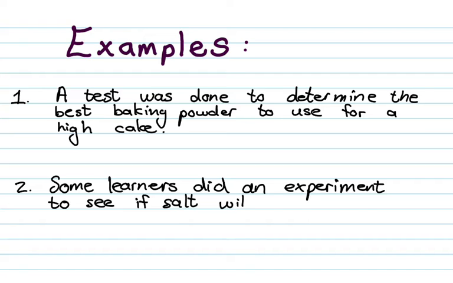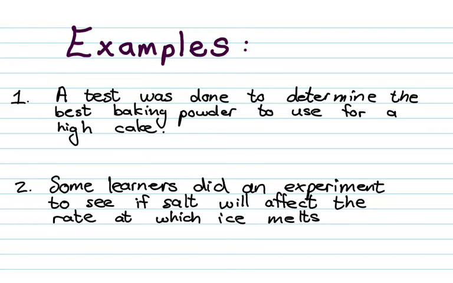In our second example, we have some learners that did an experiment, and here we're going to say to see. So now it's not one of the common ones, but we're still going to do something to see if salt will affect the rate at which ice melts. So what did we do? The presence or absence of salt, that's our cause, and the rate at which the ice melts, that will be our effect. So we're ticking all of the boxes there.